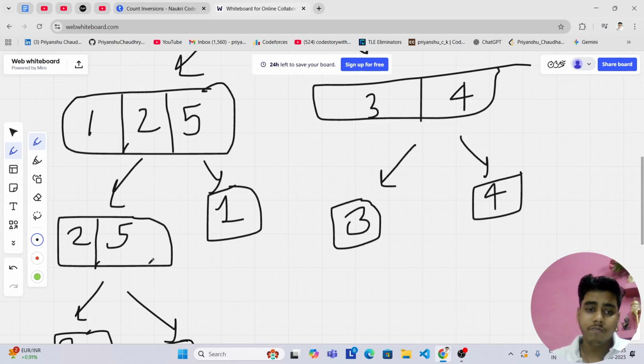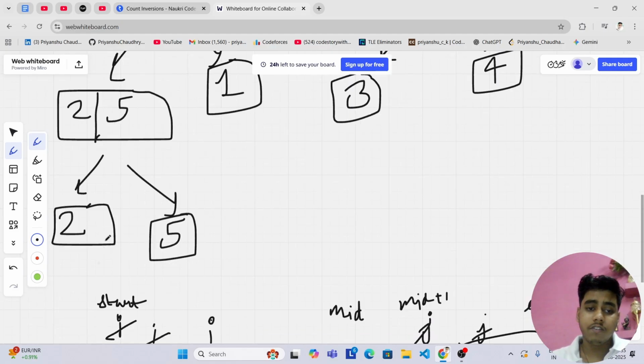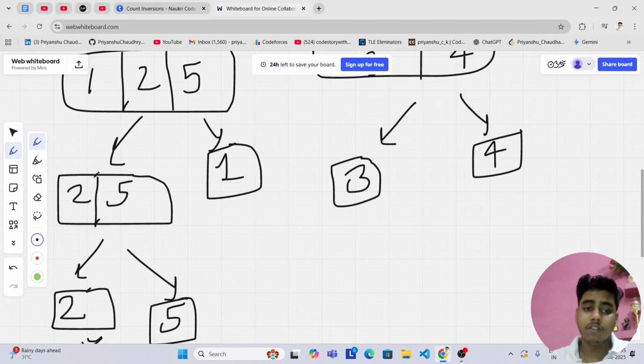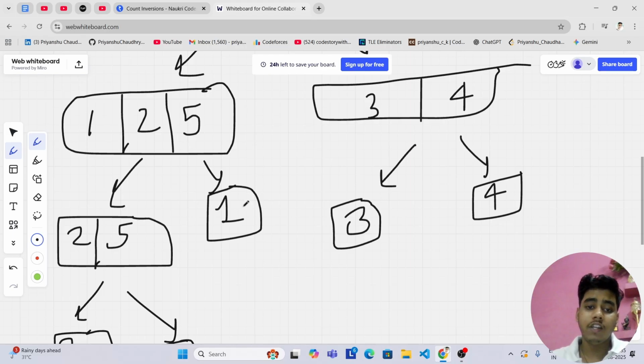But while doing merge sort, starting from the bottom, 2 and 5 are in correct order. So before merging we can check: 2 is not greater than 5, so we will not increase our count. But after merging, here we have got the new case 2, 5 and 1. Now we just need to check the elements here.